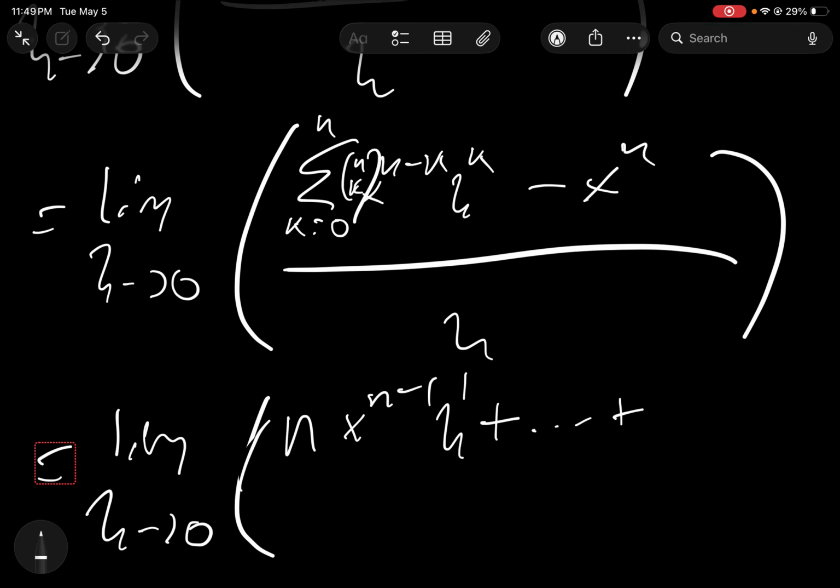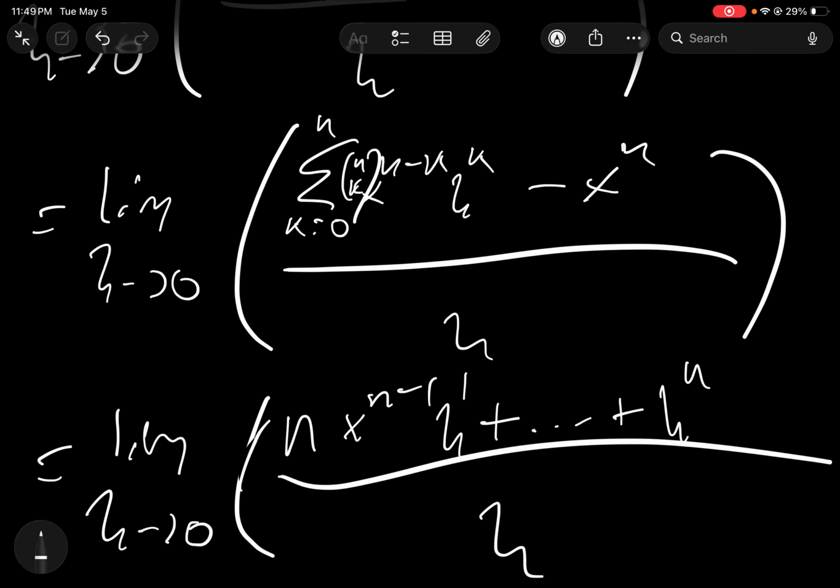And then at the very end, we get n choose n. And if you have n objects, there's only one way to choose all of them. So n choose n is 1, and then we have x to the n minus n, which is 0. x to the 0 is 1, so we don't need to write that part. And then we get h to the n, all over h.